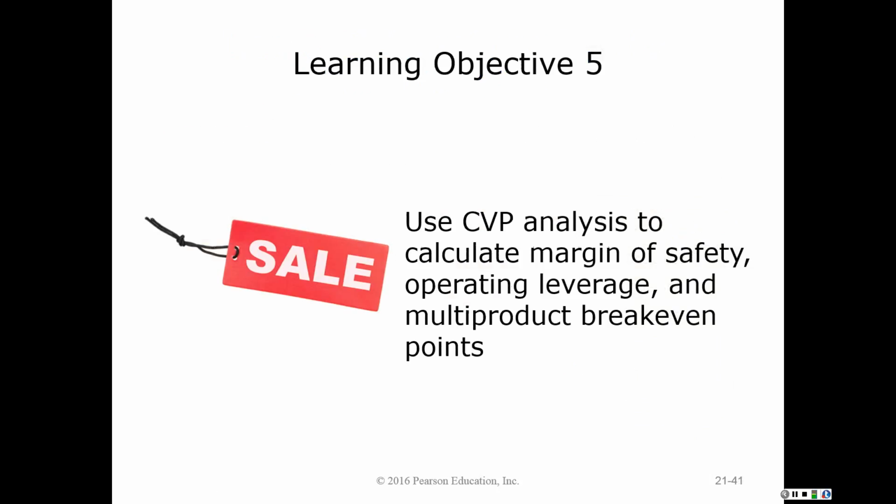All right, in the next example, we'll take a look at how we use CVP analysis to do some other things in our organization, like calculate the margin of safety, operating leverage, and what happens if we have more than one product. We've looked at the most simplistic forms of cost volume profit analysis so far, so we'll look at a few more tools that will help us to make decisions in our business when we come back to Learning Objective 5.